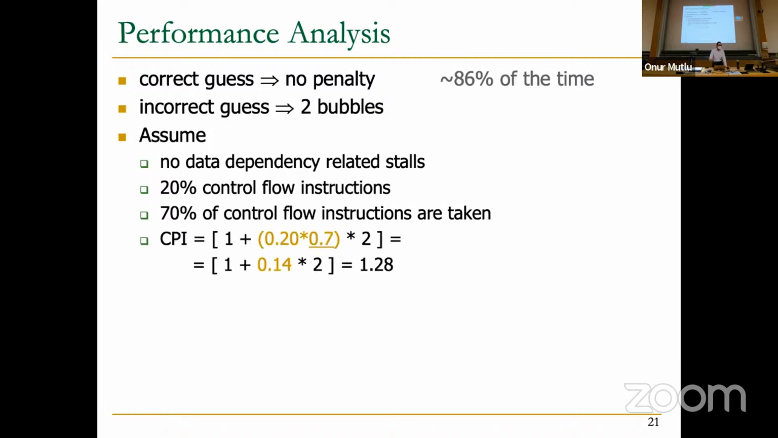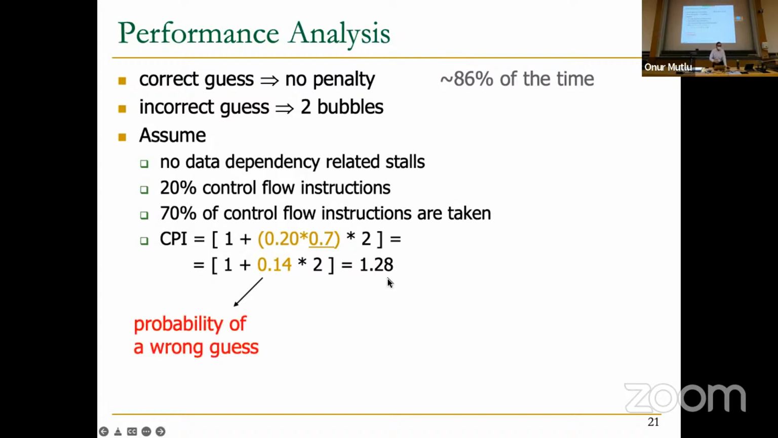This is your CPI, basically, in a very simple processor. You can do this calculation by yourself. Basically, 14% of the instructions cause 2-cycle bubbles. That's what this is, basically. Because 30% of the branches are predicted incorrectly, and branches are 20% of the instructions, as you can see.